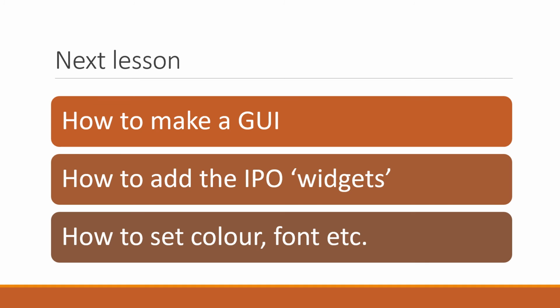So in the next lesson, I'll show you how to make a GUI by creating a window and adding the different features. They're called widgets. So we'll just add these widgets and then space them out and add color so it looks just the way that you want. It's actually quite easy to do.